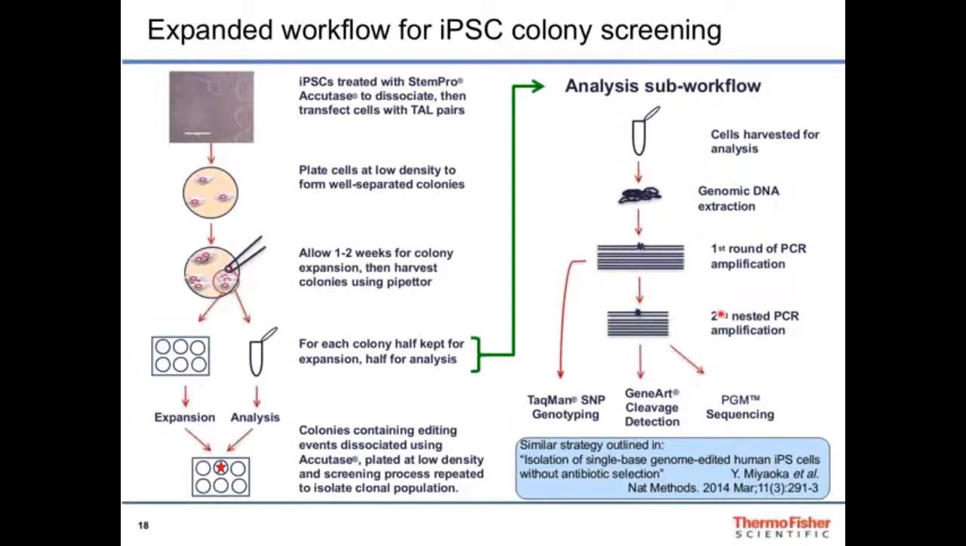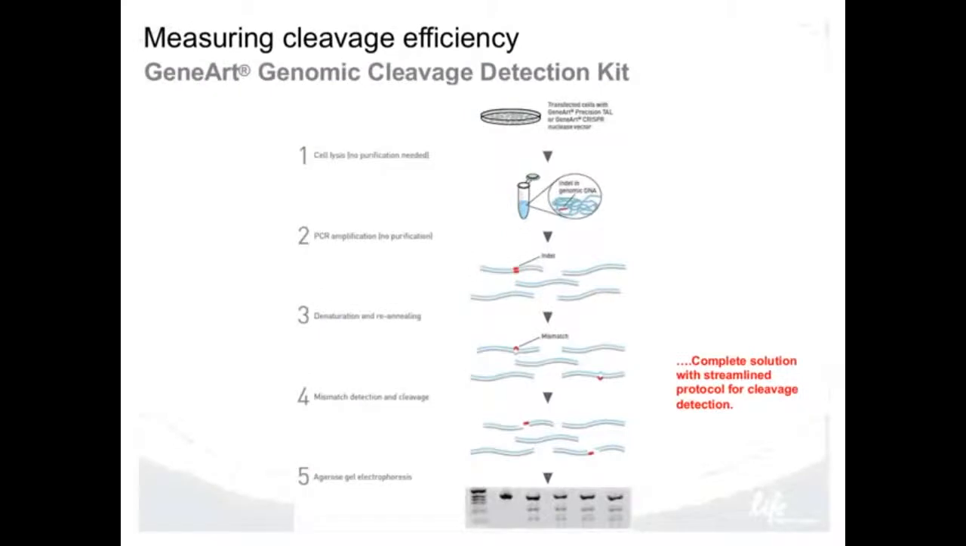What we generally do first is amplify these and do a GeneArt cleavage detection assay to get a quick idea of how efficiently we're cutting at our locus. Then of the selected clones, we can take that same PCR product and put it into PGM sequencing to specifically sequence that locus to understand what the actual base sequence of that mutation is. So briefly, on the GeneArt genomic cleavage detection kit, we've developed this system to be optimized for our workflows.